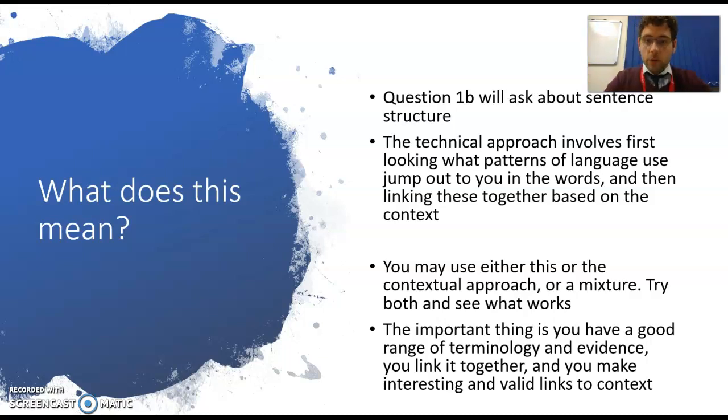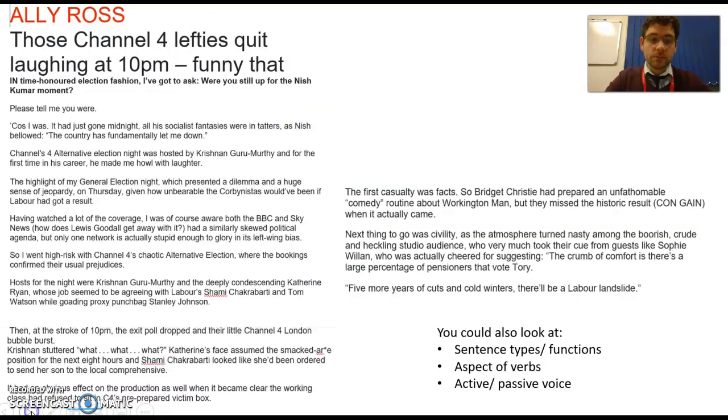So technical approach, what I mean is you look at the patterns of language use first. You look at features that you notice are in the text multiple times and you start with that because that's your pattern, and then you look at why they might be in there. As I've said before, you can use the contextual approach, you can actually use a mixture. It might be that for one paragraph you go technical, one you go contextual. That's absolutely fine. Just practice both to see what works. The key thing is to have a range of terminology, a range of evidence, link it together and link it to context. If you do that, that's more important than how you actually set it out.